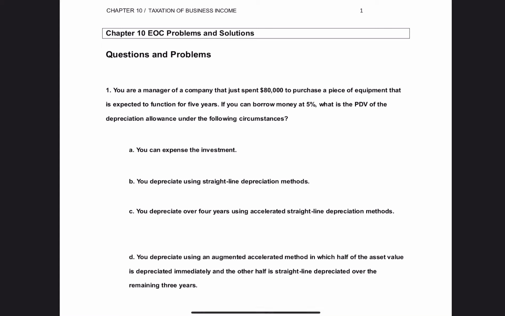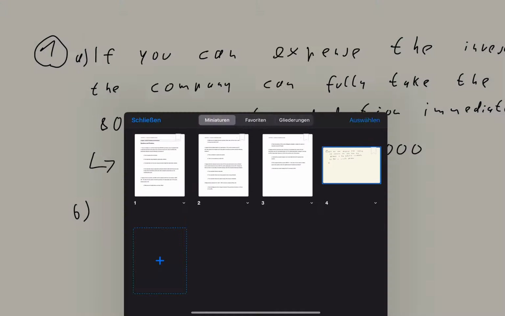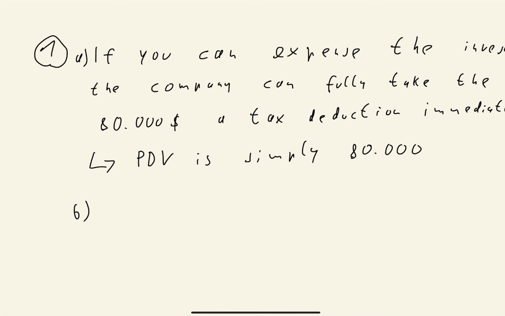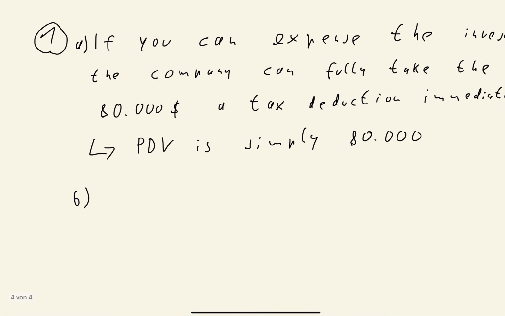was the following. So in B, you use the straight linear depreciation method. Okay, so this is basically a method where you're dividing the amount of investment by the years which it is expected to function. And this is the deduction that you can use each year. And therefore, we need to discount those values which are lying in the future.